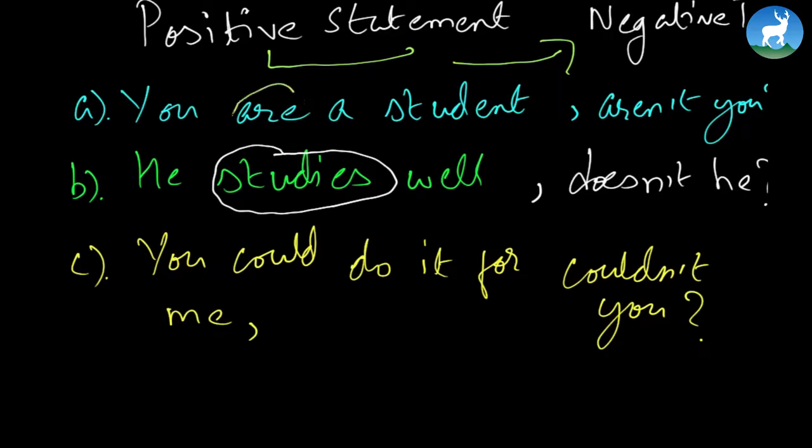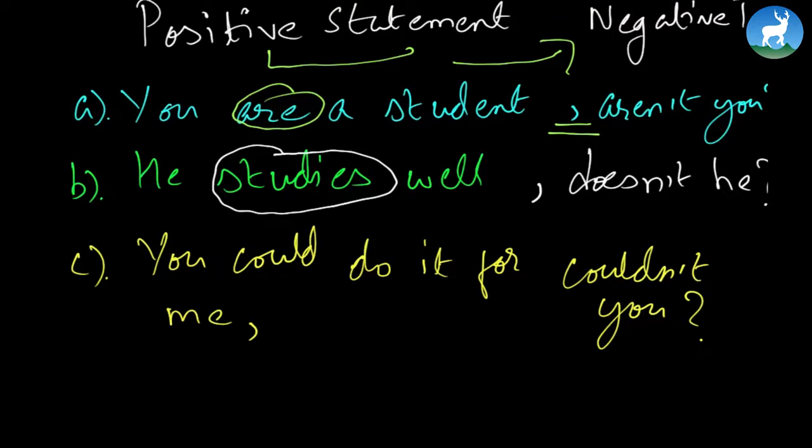We work on the auxiliary verb, or we figure out the tenses. You are a student, separation with a comma, and then a negative tag, aren't you? He studies well, doesn't he? You could do it for me, separation with a comma, and couldn't you? However, there are a few exceptions to this rule, so to say. So let's deal with those exceptions.